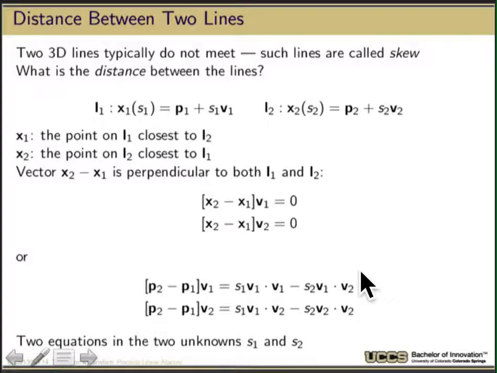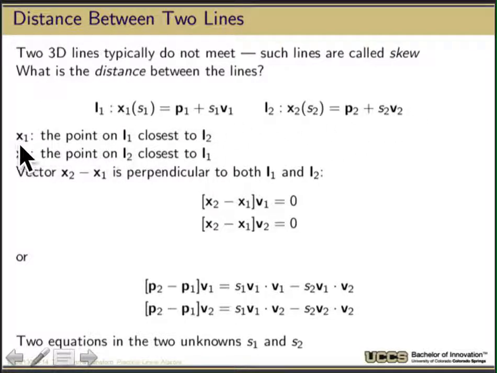Okay, so now what? Well, now let's imagine I have two lines in space, and I want to ask, how far apart are they? As we've already said, two lines in 3D generally do not meet. Such lines are called skew lines. And then we could ask, what's the distance, the point of closest approach between those two lines? Again, we're going to represent them in our parametric form. Here we have point plus s times a vector. Now the vectors are in 3D, so we have 3D parametric lines.